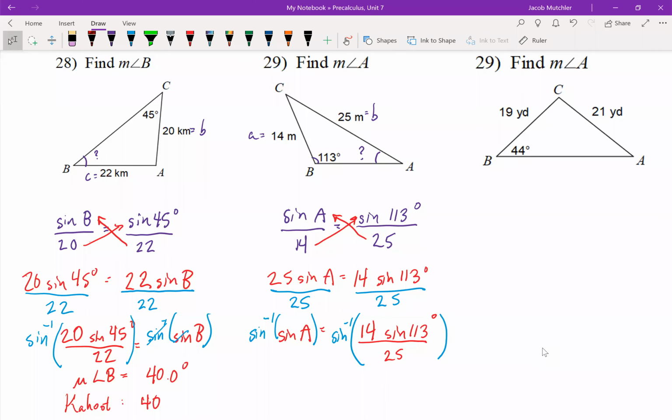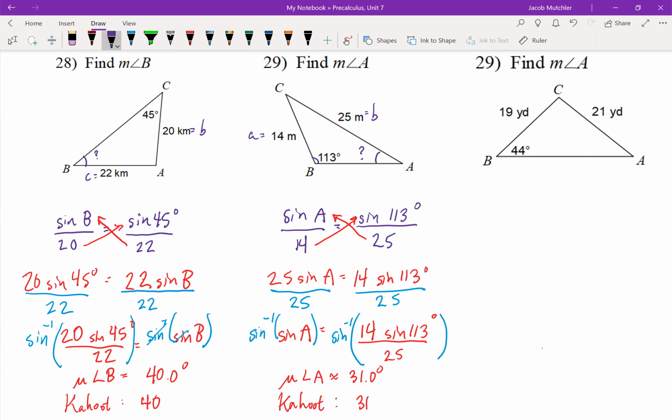So I'll write it again in two ways. For an answer, just mathematically, the measure of angle A is approximately 31.0 degrees. For Kahoot, though, as you're entering these in, if it rounds to a whole number, you can just put 31. And again, no unit since it's free response on the Kahoot.